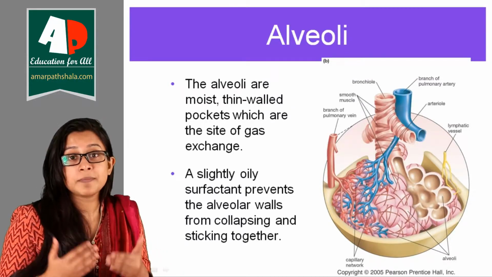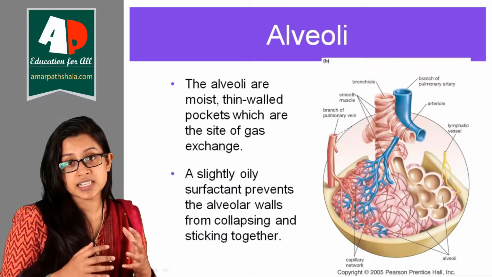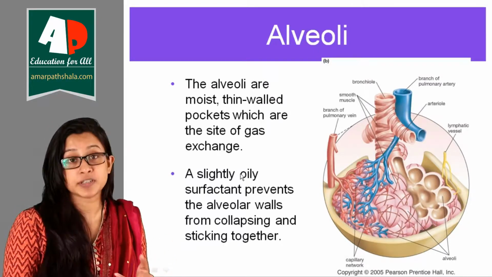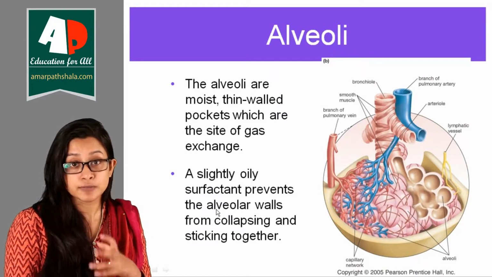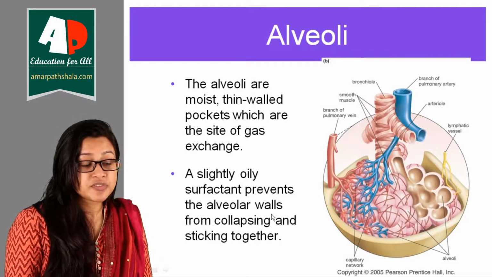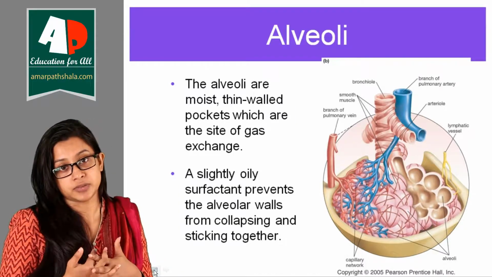What makes them moist is that on the wall of the alveoli there is a slightly oily surfactant. The name of the fluid is surfactant fluid, which prevents the alveoli walls from collapsing on each other.